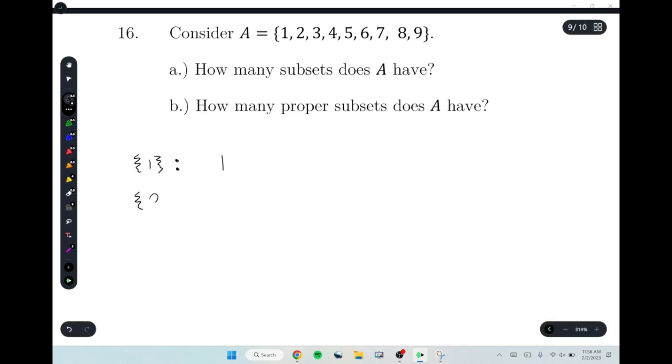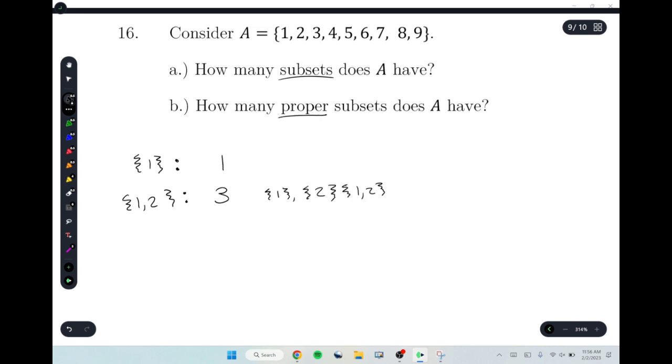What about the set of 2? The set with 2 elements has how many subsets? Subsets, not proper subsets. Yeah, subsets, not proper subsets. 3: {1}, {2}, and {1, 2}.